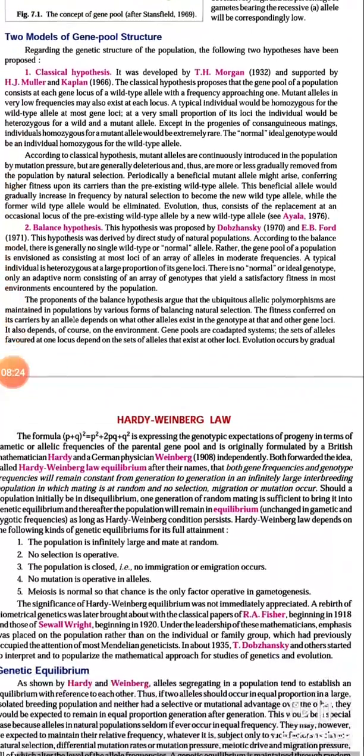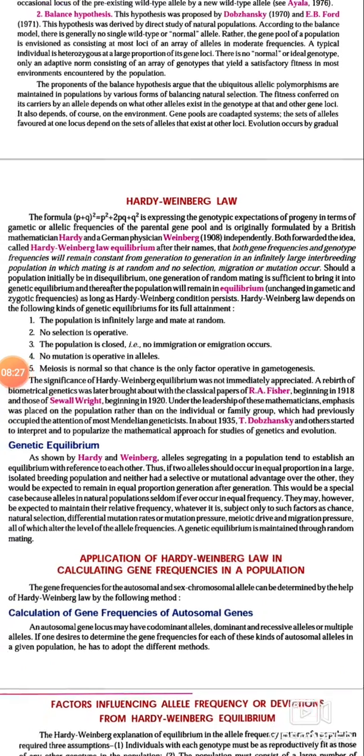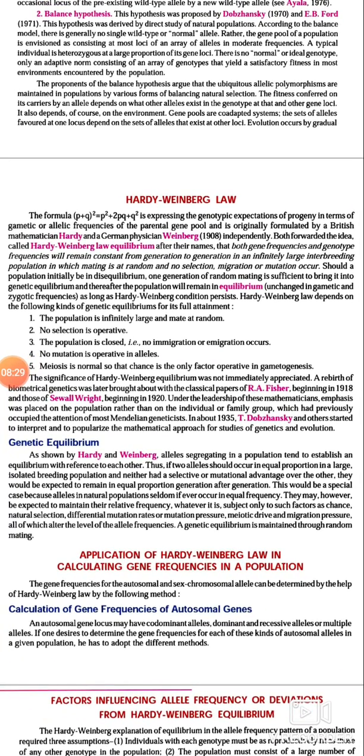Next is Hardy-Weinberg law. The formula (p plus q) whole square is equal to p square plus 2pq plus q square, expressing the genotypic expectations of progeny in terms of gametic or allelic frequencies of the parental gene pool, and was originally formulated by a British mathematician, Hardy, and a German physician, Weinberg. Independently, both forwarded the idea called Hardy-Weinberg law or equilibrium.